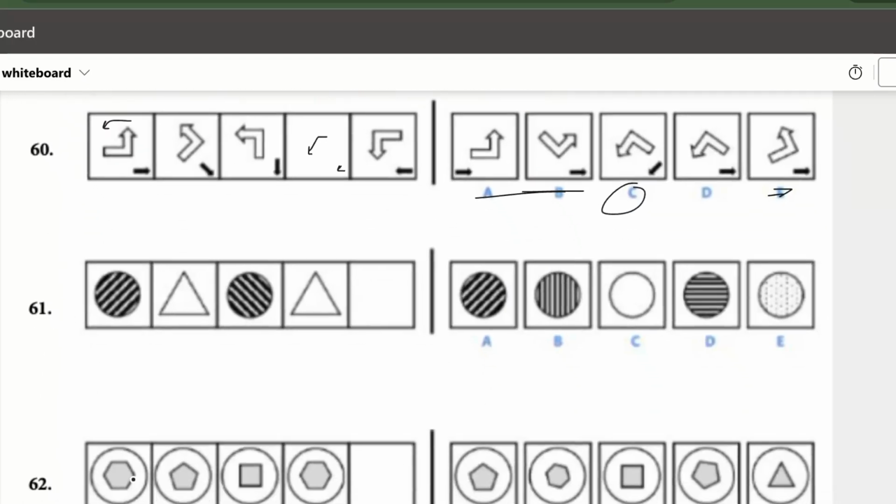Question number 61, we can see it's alternating quite clearly, but this pattern is going this way, that way, so it has to go back this way, so we get A.